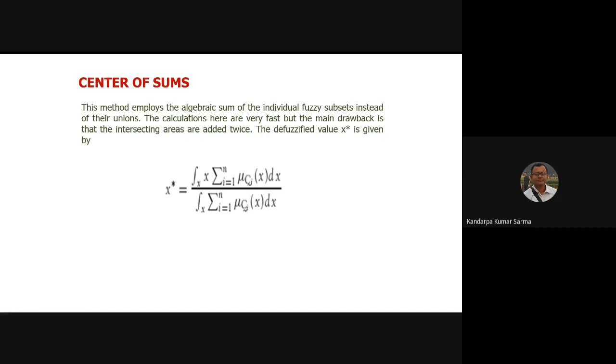Then there is one more method called the center of sums. This method will use the algebraic sums of the individual fuzzy subsets and not use their unions. The calculations here are fast, but the main drawback is that the intersecting surface areas are summed up two times. The defuzzified value x star is given as the integration of the summation of mu Cj of x dx, divided by the integration of the summation from i equal to 1 to n of mu Cj of x.